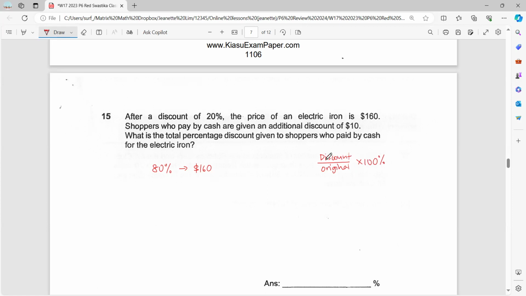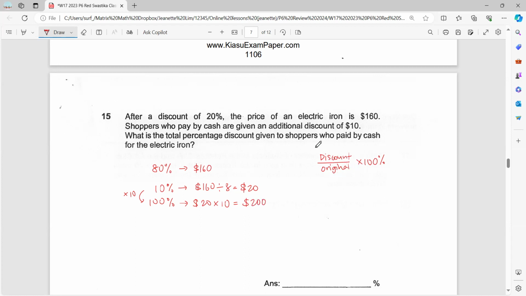So there are two things we need to find: the amount of discount and the original price. Let's find the original price first. Original price is at 100%. From 80, how do I go to 100? Let's find 10%. We divide by 8, $20. So for the original price, which is 100%, you times 10. $20 times 10 is $200. I found my original price.